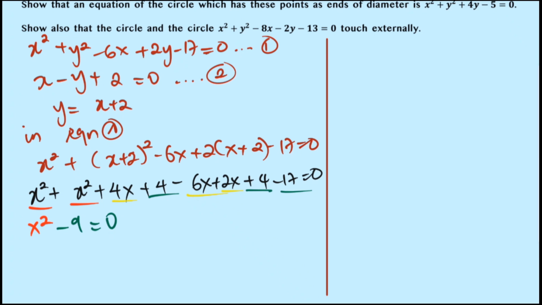Oh, this first one, x squared plus x squared, has to be 2x squared. And then now we can work out x, which would be equal to 9 over 2.